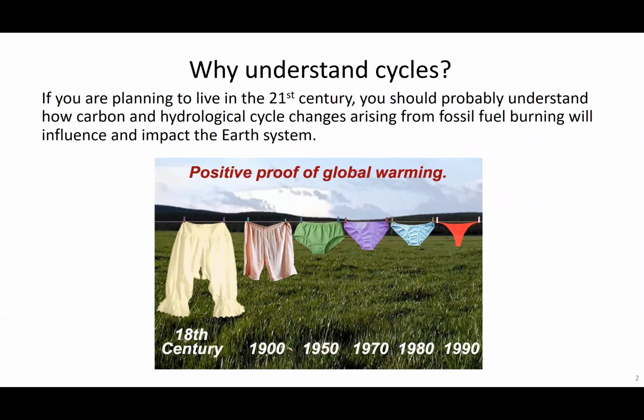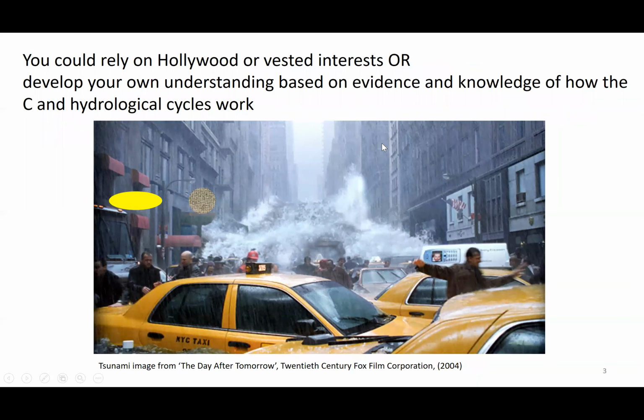Why should we try and understand cycles? Well, if you're planning to live in the 21st century, you should probably understand how carbon and hydrological cycle changes arising from fossil fuel burning will influence and impact the Earth system. You could rely on Hollywood or vested interests for this understanding, or you could develop your own based on evidence and knowledge of how the carbon and hydrological cycles work.